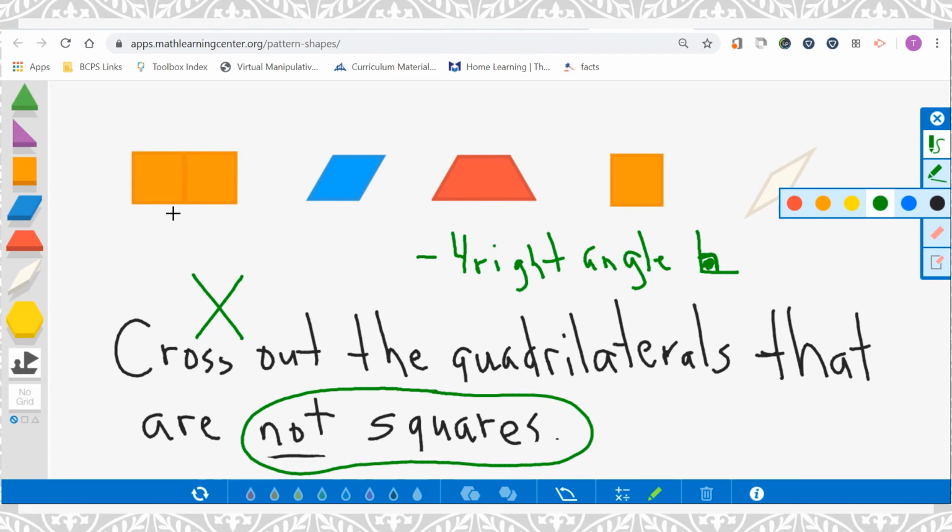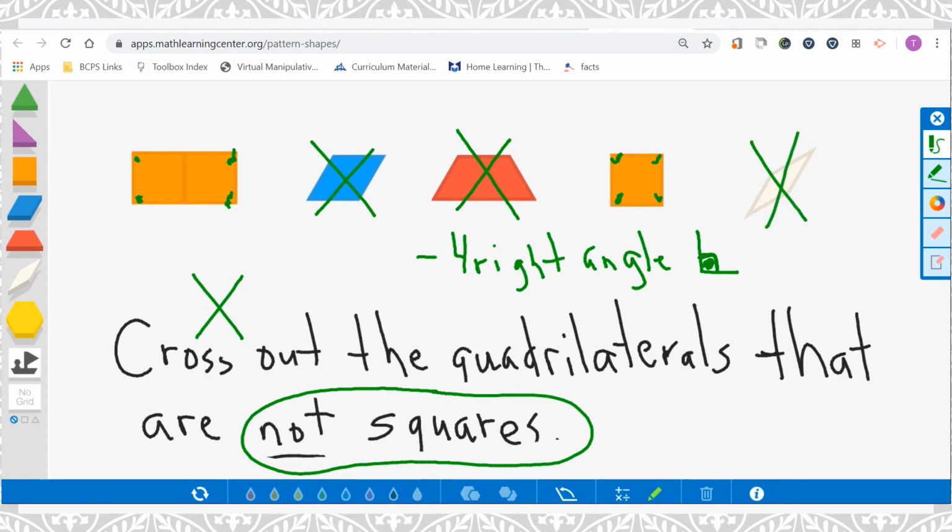So this orange quadrilateral here on the left does have the 4 right angles. This blue quadrilateral, however, does not, and neither does this red quadrilateral. This quadrilateral here does have the 4 right angles, but this quadrilateral here on the right-hand side does not have the 4 right angles, so we can go ahead and cross it out.